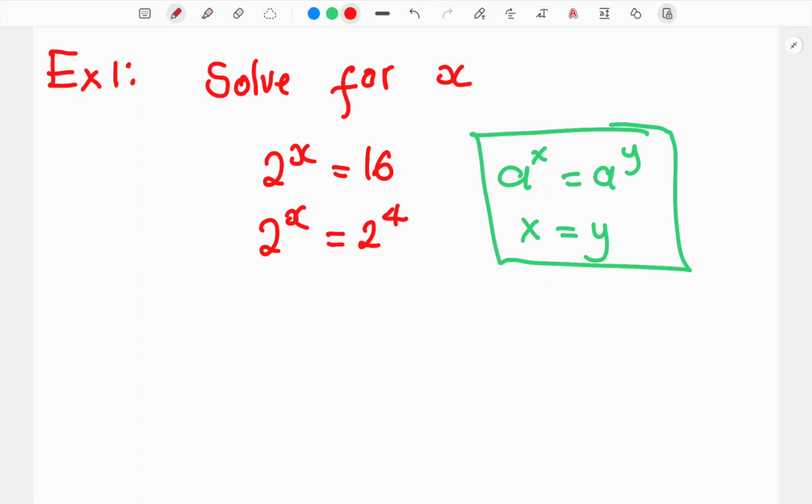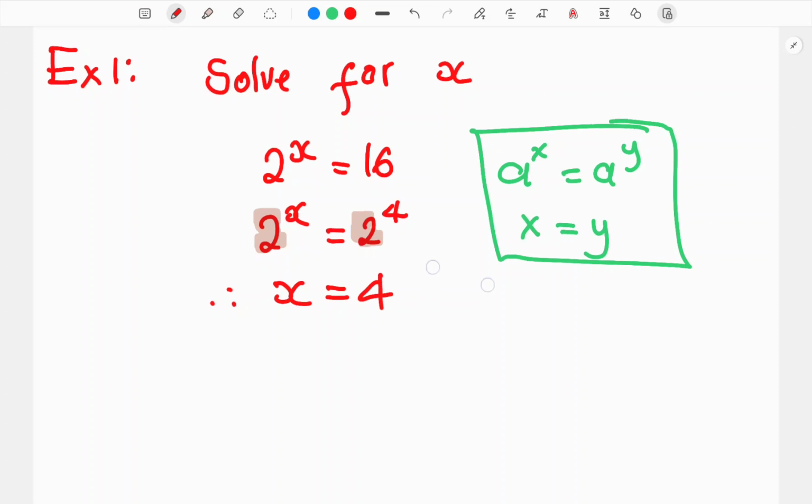So what happens now in this case? Now the bases are the same. What do we do with the exponent? We equate the exponent. So therefore x is equal to 4 in this problem. x is equal to 4. Right. So this is how you solve this problem.